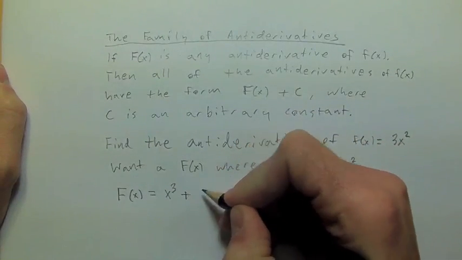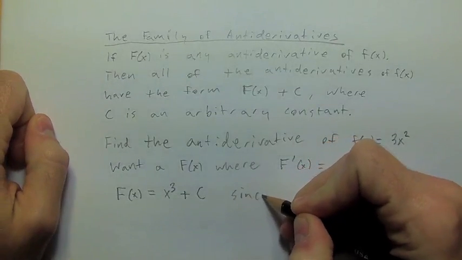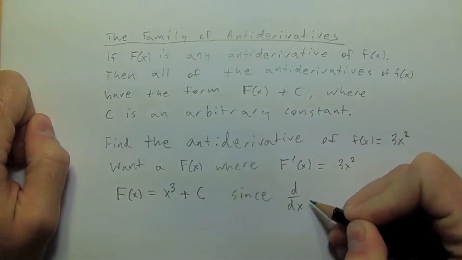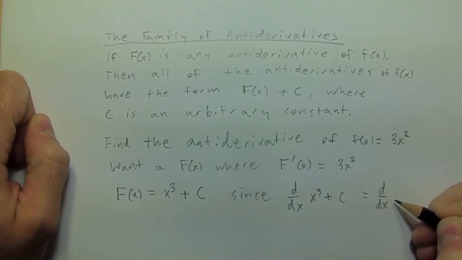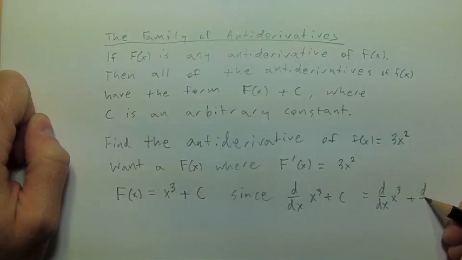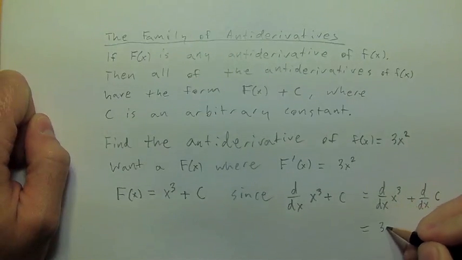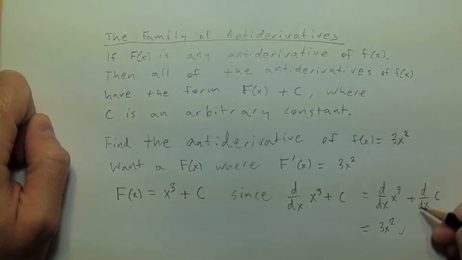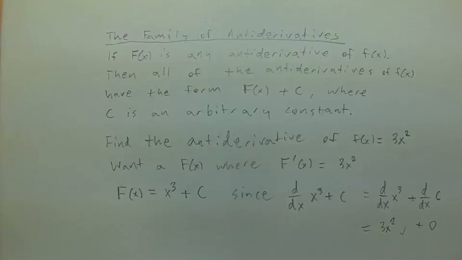And then to get every antiderivative, it's going to be x cubed plus c, plus any other constant, right? Since the derivative with respect to x of x cubed plus c will be the derivative with respect to x of x cubed plus the derivative with respect to x of c. The derivative of x cubed is, of course, 3x squared. That's what we want. And the derivative of a constant is 0. So it's 3x squared. All right?